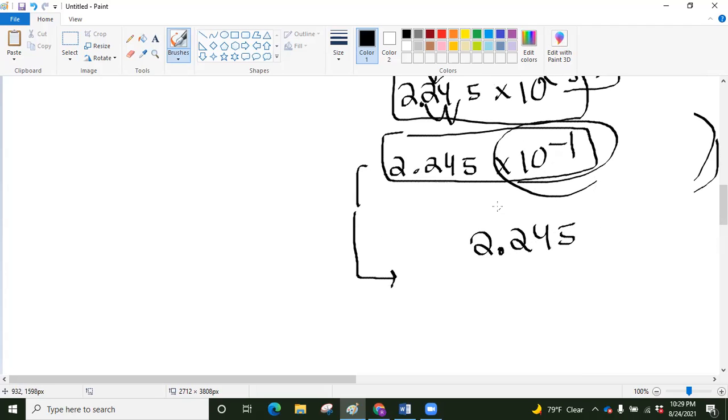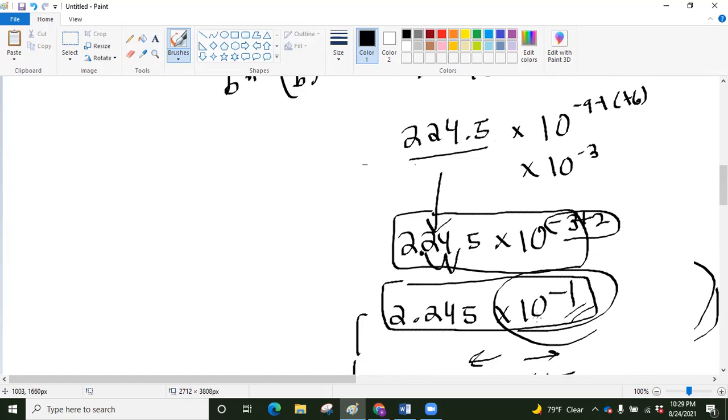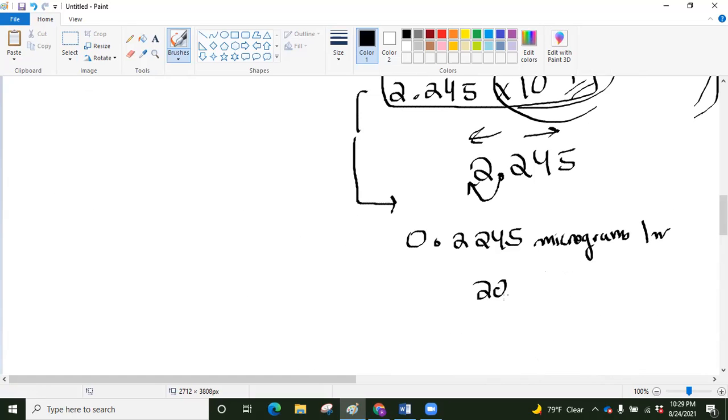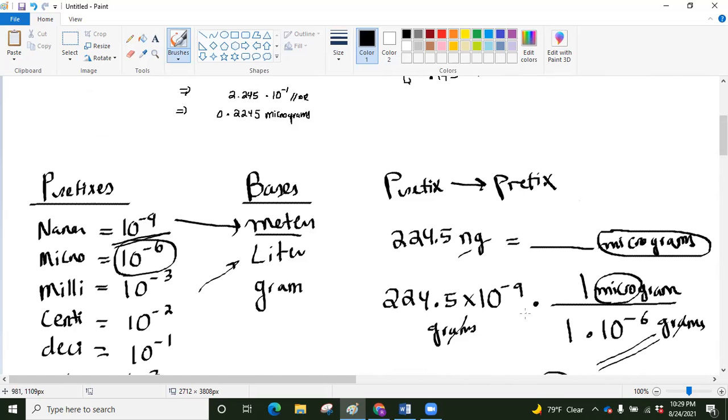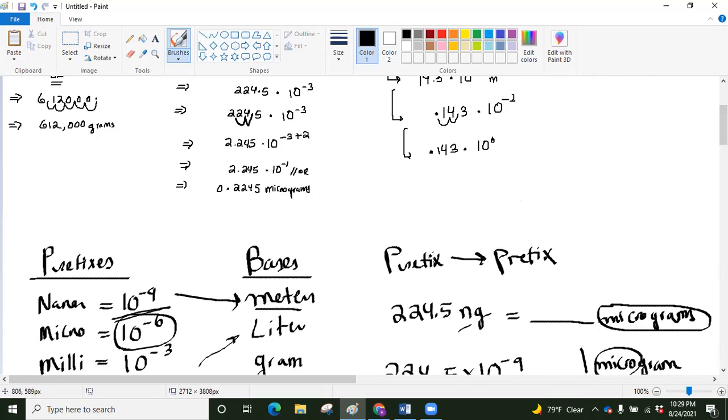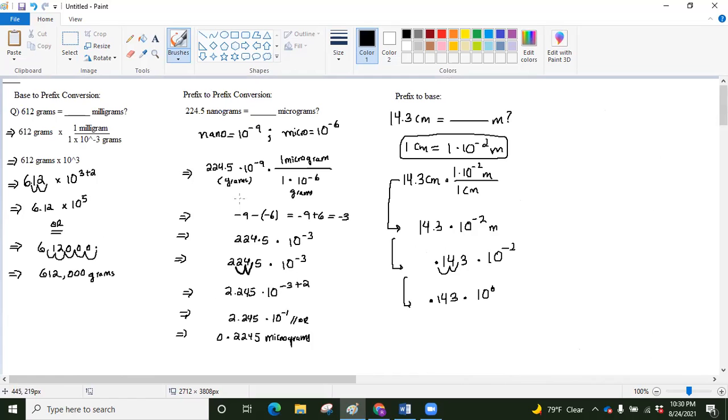So where would I move this decimal? Should I move it this way or should I move it this way? Well, naturally, I'd want to move it this way because the negative signifies the number is small. So 0.2245 is our answer. So 0.2245 micrograms in 224.5 nanograms. And hopefully that's useful, and hopefully that matches what we have.